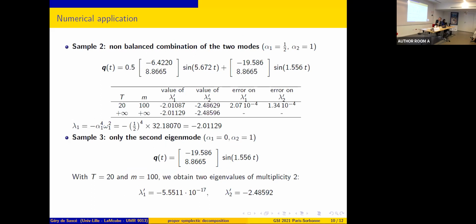And so now the second mode is well represented, while the first one is not. But we can check with the theoretical formula that it must be divided by 16. And finally, in sample 3, we have only the second eigenmode in the data. So the first eigenvalue is numerically 0, while the second one is accurate.